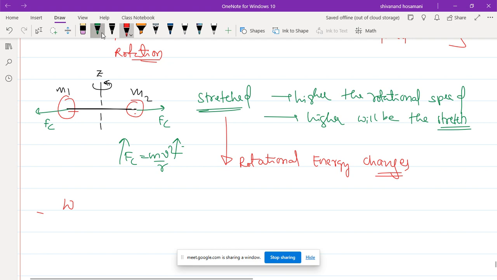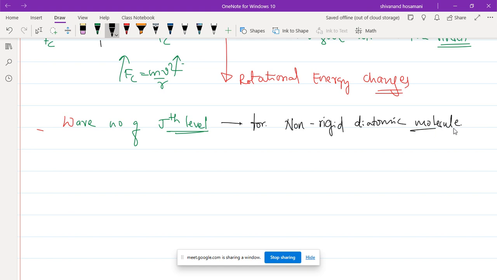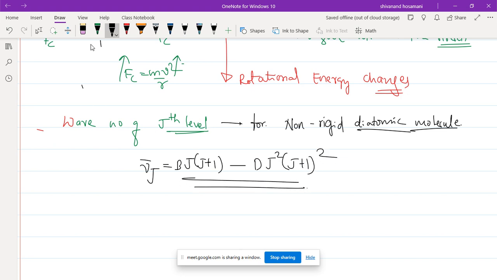Most of the time we represent energy in terms of wave number. So the wave number of the Jth level for a non-rigid diatomic molecule is nu bar J equal to B into J plus 1 minus D times J square into J plus 1 whole square. So this is the nu bar of a non-rigid diatomic molecule.